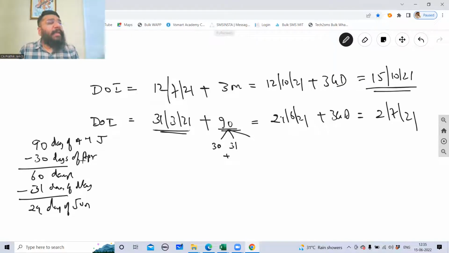From that, if I minus 30 days of April, I'm left with 60 days of May and June. From the 60 days of May and June, if I minus 31 days of May, I'm left with 29 days of June. So the 29th day will be the due date. Add 3 grace days, you'll get the maturity date. Now are you able to understand?